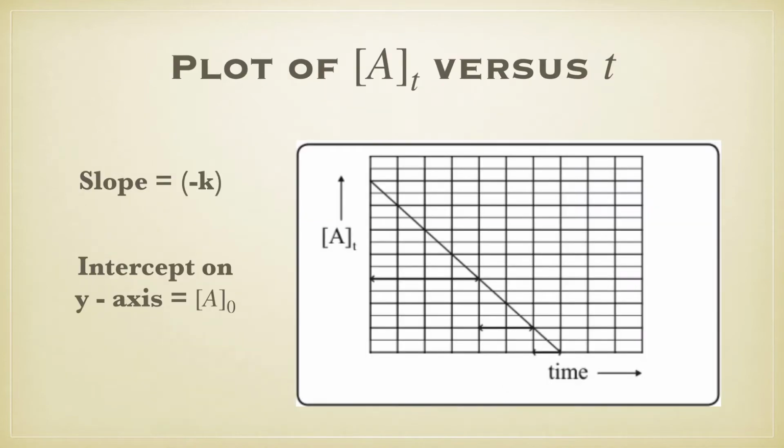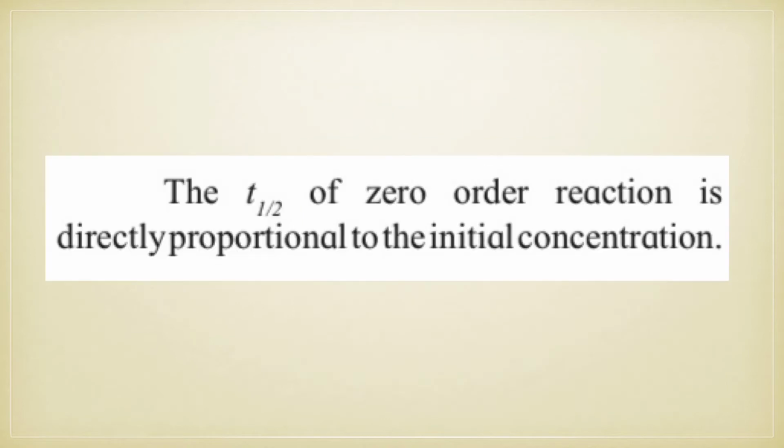As you can see in the graph, we have taken At on the y-axis and time on the x-axis. The intercept on the y-axis is equal to the initial concentration, that is A0, and the slope is negative, therefore the line is going downwards. We can say that the t half of zero order reaction is directly proportional to the initial concentration, and the equations of both the half-life and the rate constant value are very important.